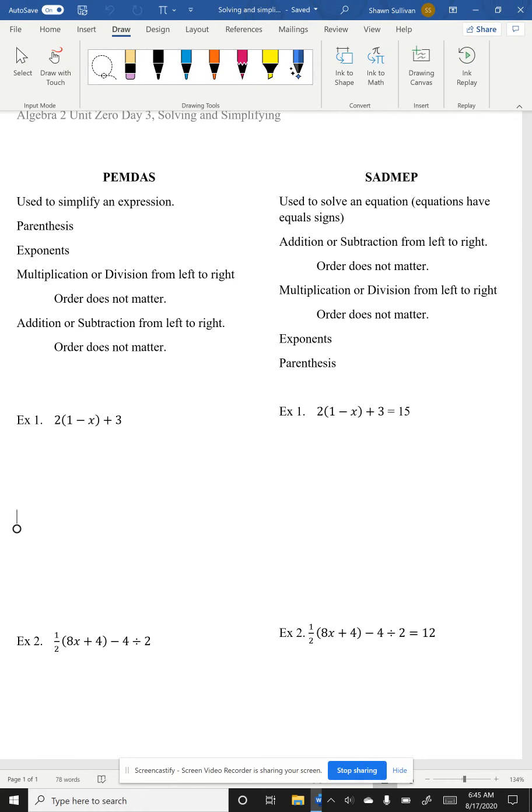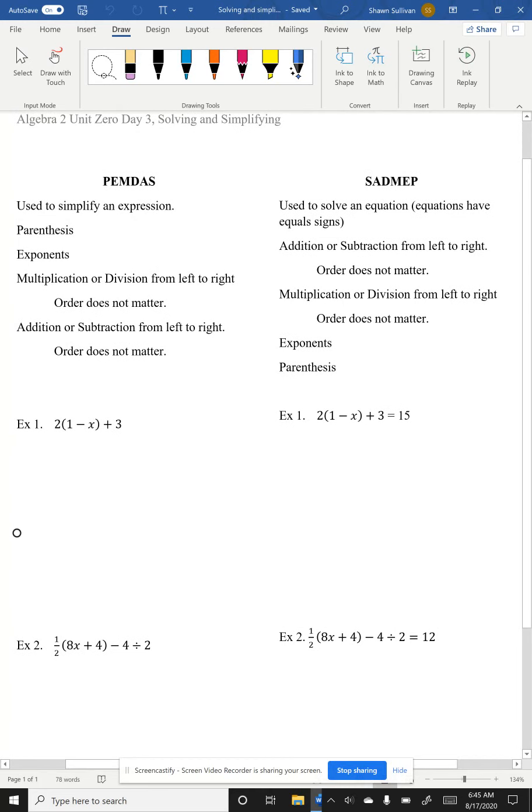Today we're going to talk a little bit about the difference between solving and simplifying. So earlier we went over the difference between an expression and an equation and how those things are different. And a lot of you guys, you know PEMDAS, right? So we use PEMDAS to simplify an expression, and we read it from the left to the right.